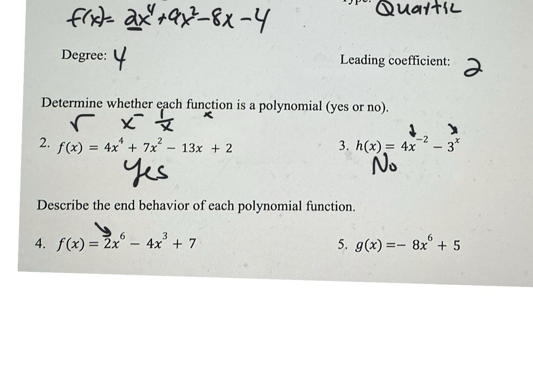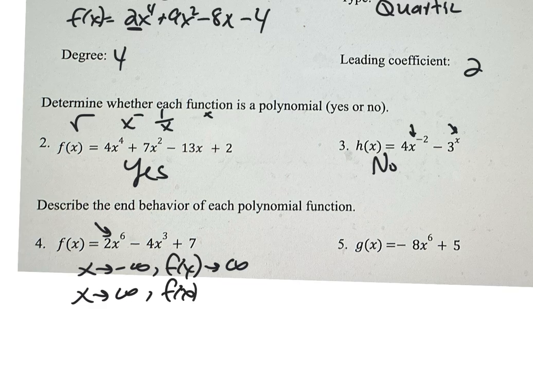Remember the gestures we did. The first one's even and positive, which means both ends go up. Remember those gestures. So the left's going up, so you're going to say as x goes to the left, the graph is going up. And as x goes to the right, the graph is going up. Both ends are going up because it's even and positive.